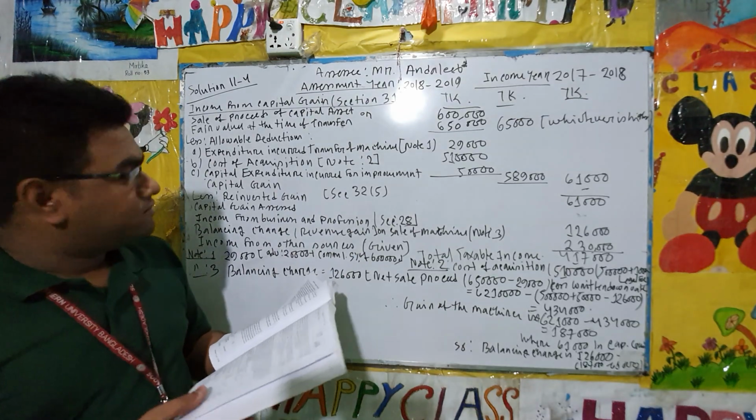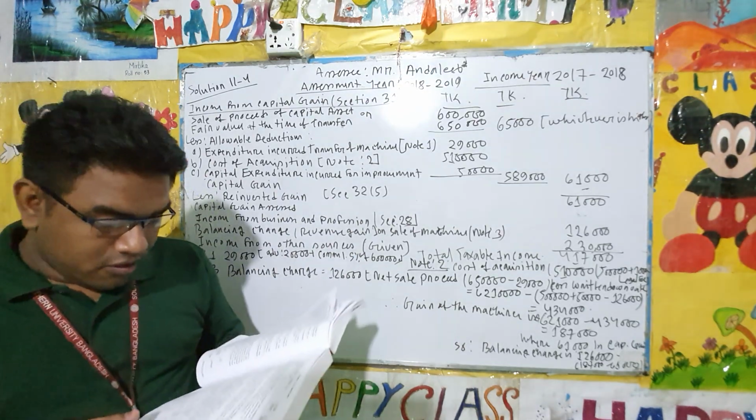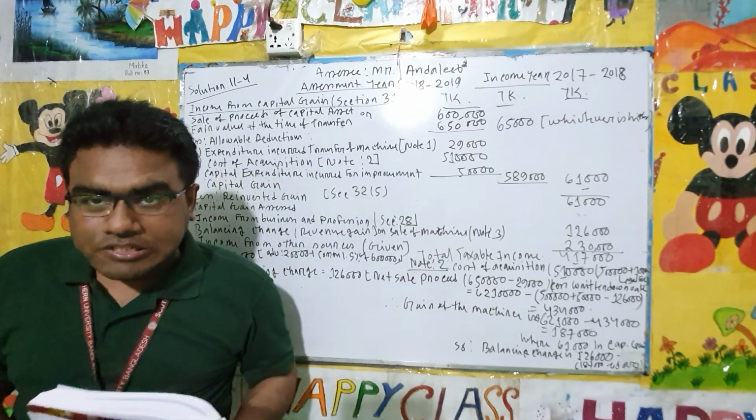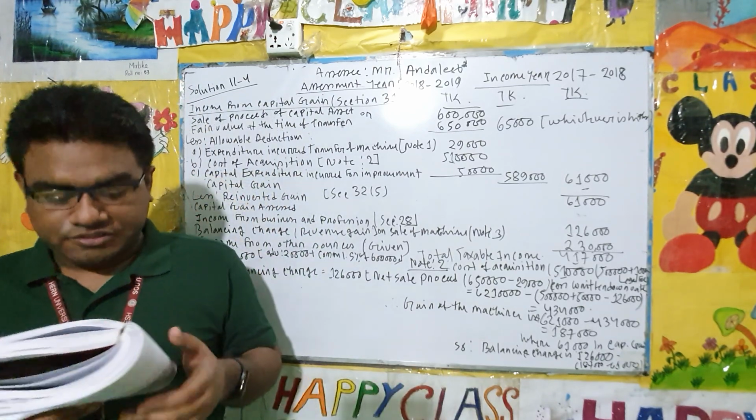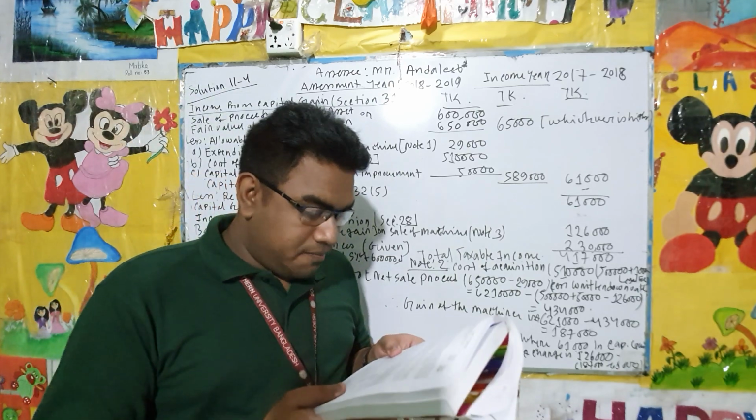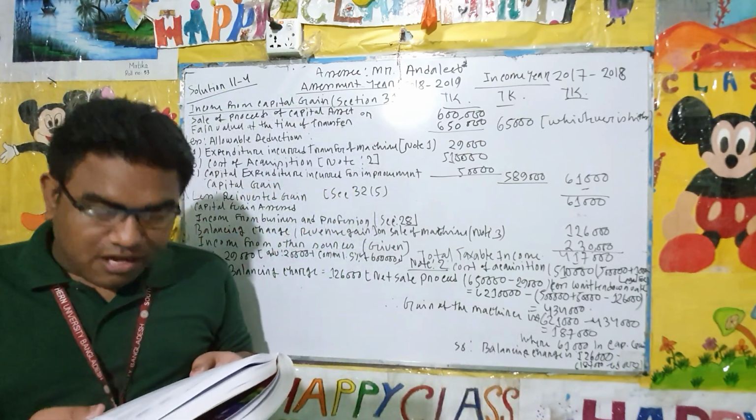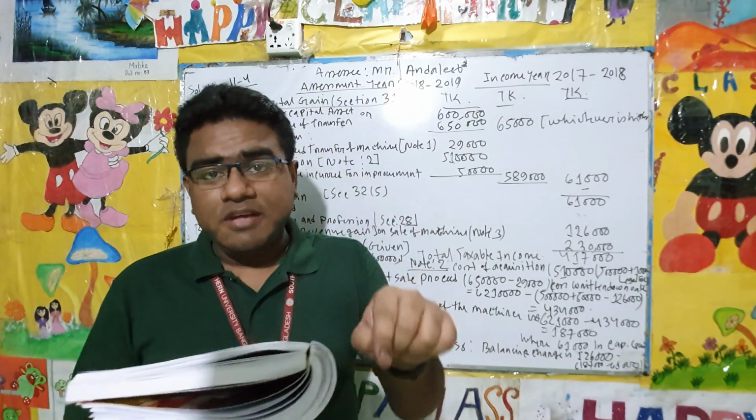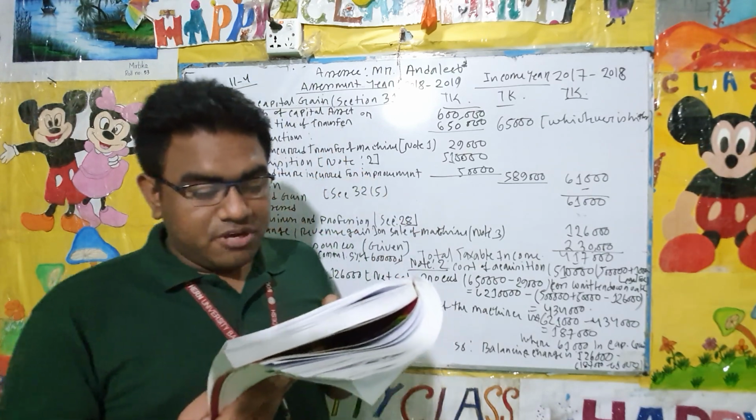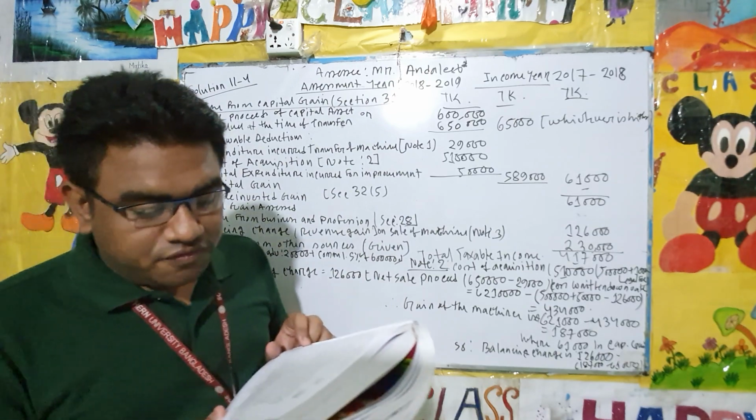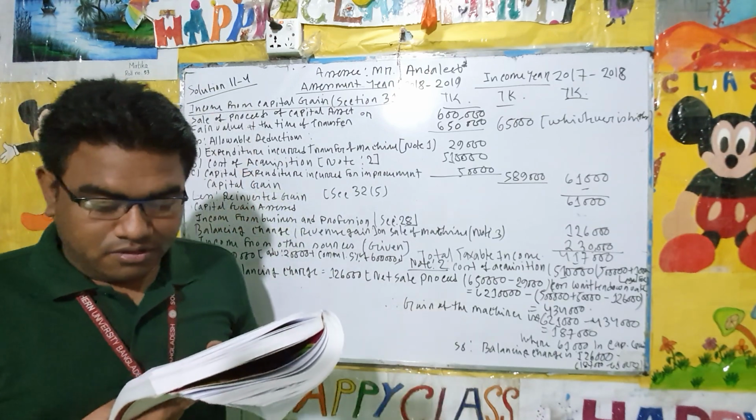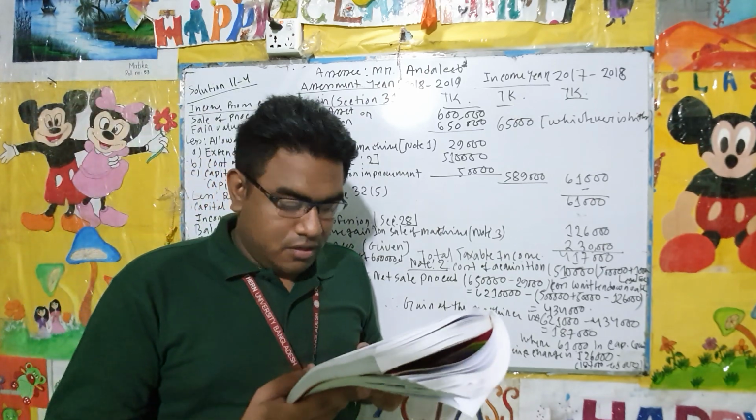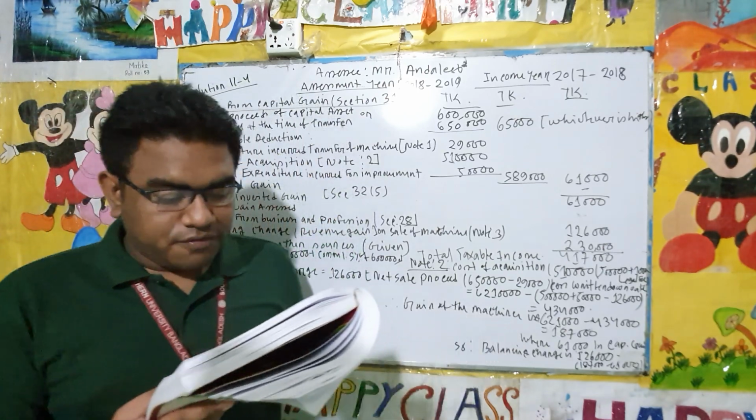This is solution 11.4. Before solving the math, I read the question thoroughly first. Mr. Andalip has purchased a machine. So who is the assessee here? Mr. Andalip. Mr. Andalip has purchased a machine at a total cost of Taka 5 lakhs on 23rd April 2014 for the purpose of his profession.